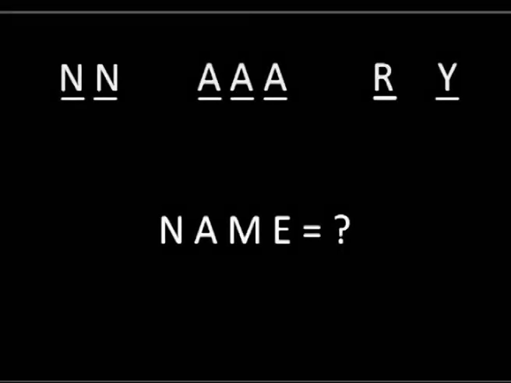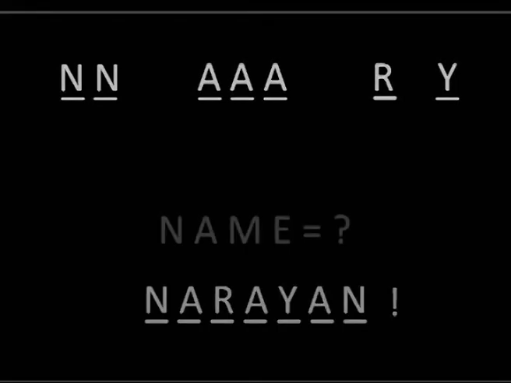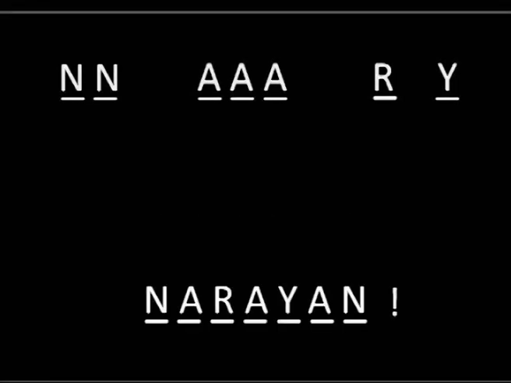When we were small, a friend of ours used to chant out certain puzzles to us. One of them was: double N, triple A, single R, Y. What is the name of the Indian boy? Now we have seven letters. There are two N, three A, one R, and one Y.